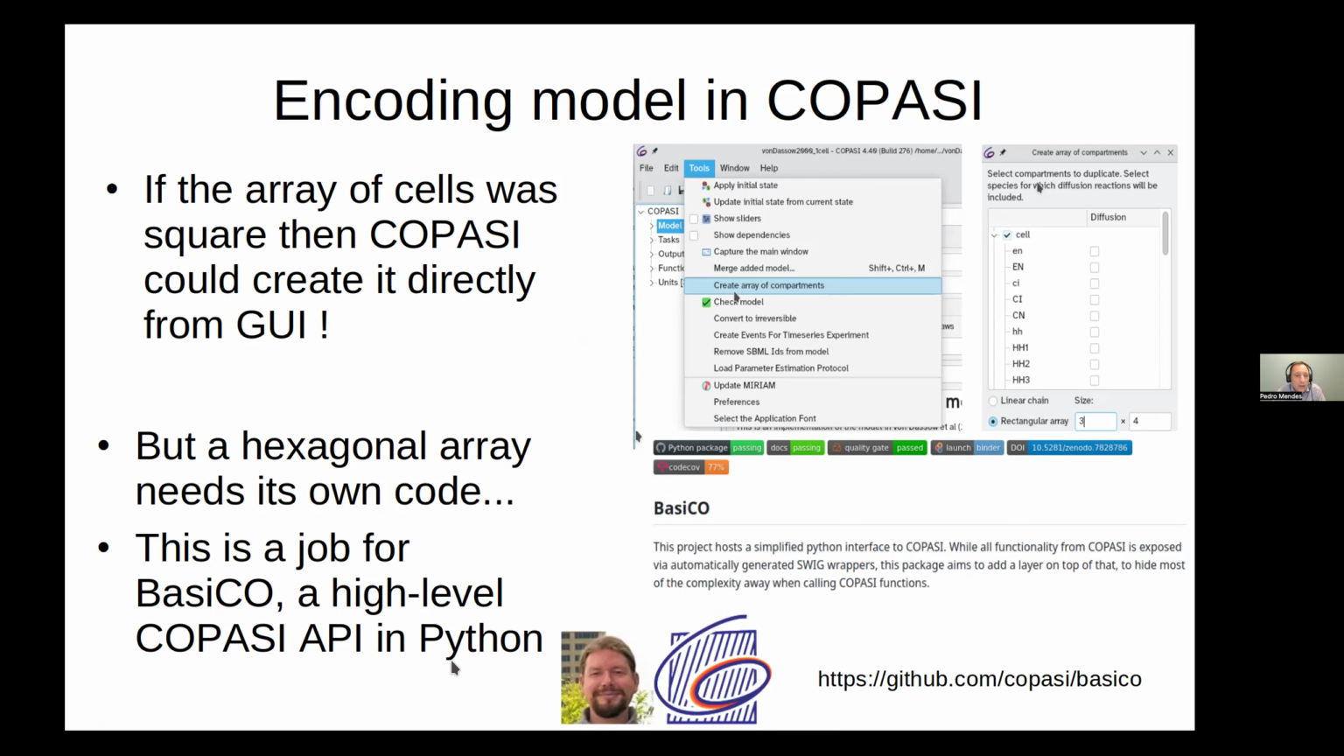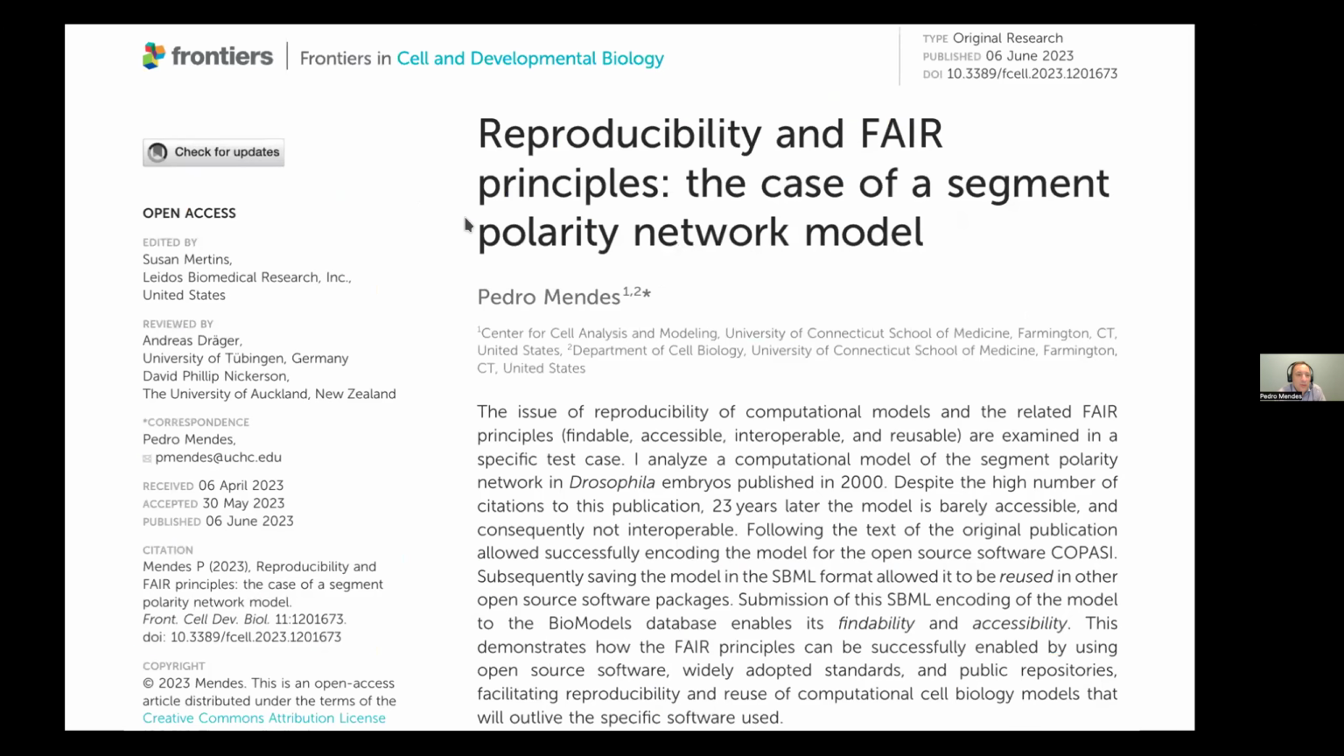I created a program that builds the hexagonal network, and it can reproduce the entire model that von Grasso et al. had created. As I said, if it had been square, I could have done it very quickly, but it wasn't. So then I reproduced their model. It took a lot of work. Because it took a lot of work, I ended up writing a paper about it.